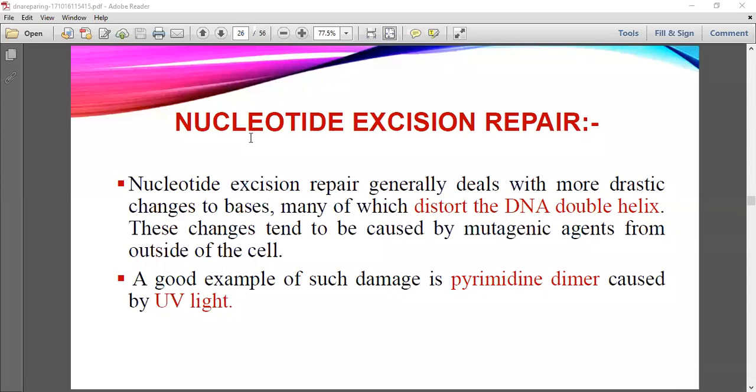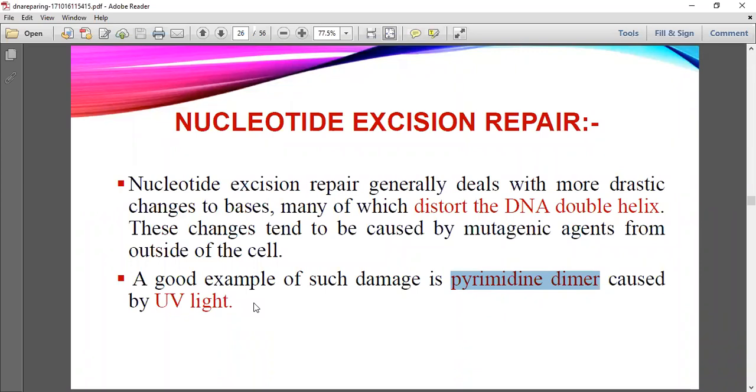Nucleotide excision repair is similar to base excision repair, but it restores the DNA double helix. Sometimes there are changes inside several base pairs. For example, pyrimidine dimers caused by UV light. Dimer means two units. Thymine forms a double bond with another thymine, which means thymine dimer formation.